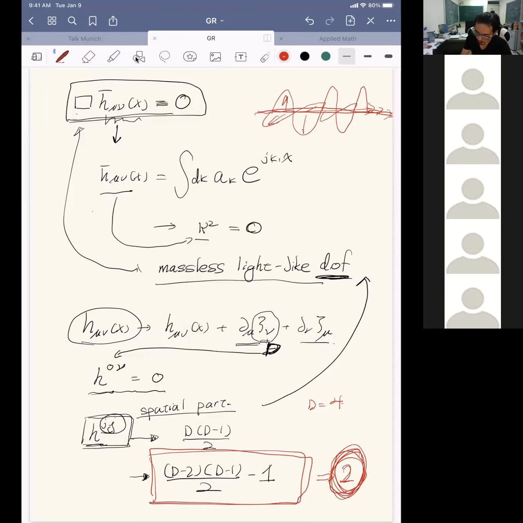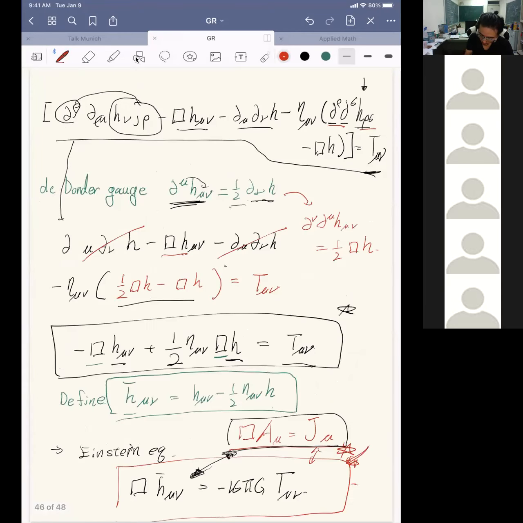Tomorrow we're going to focus on these 2 degrees of freedom. We're going to derive them and show exactly, if you choose a particular gauge, where these 2 degrees of freedom sit in your metric. Then we're going to analyze how they propagate, depending on what kind of source you give them. So basically, solving the linearized Einstein equation will be our focus tomorrow.